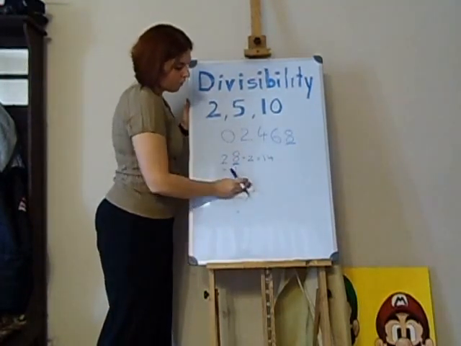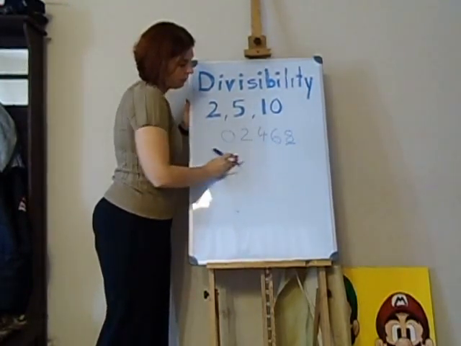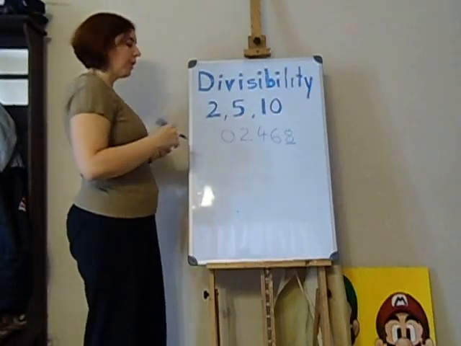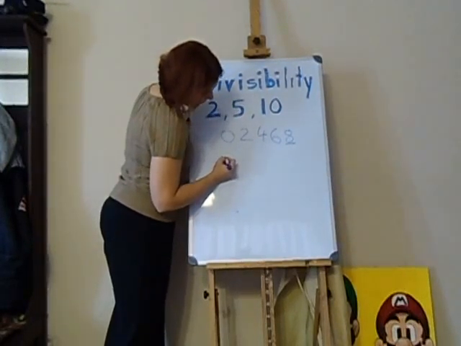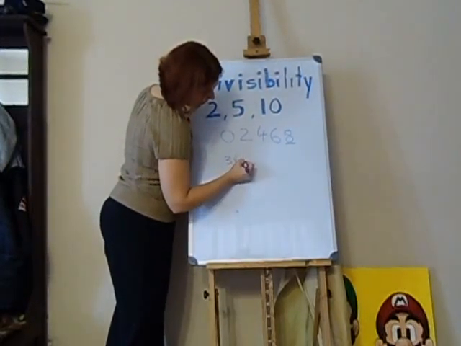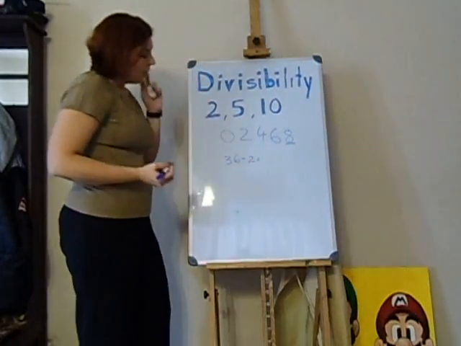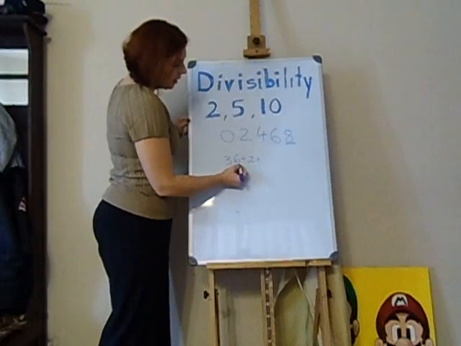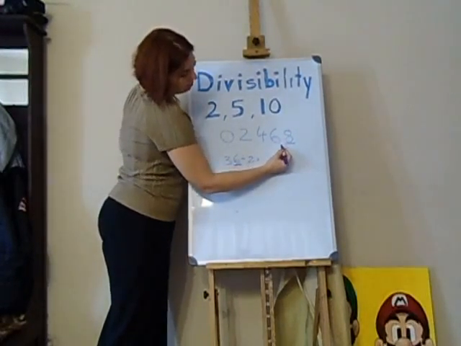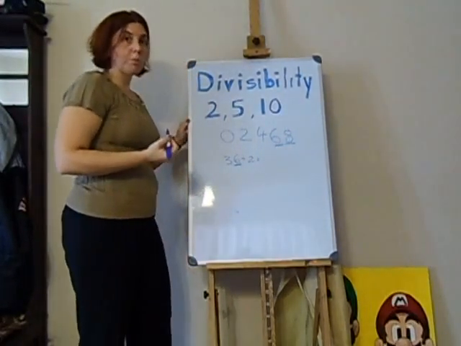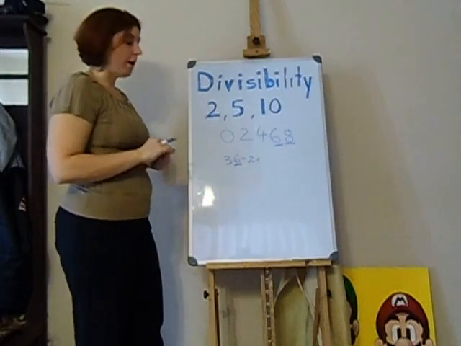Let's do one more. Let's go with the number 36. 36 divided by 2 equals. Let's see. It ends in a number 6, so it should be divisible by 2. Let's give it a try.